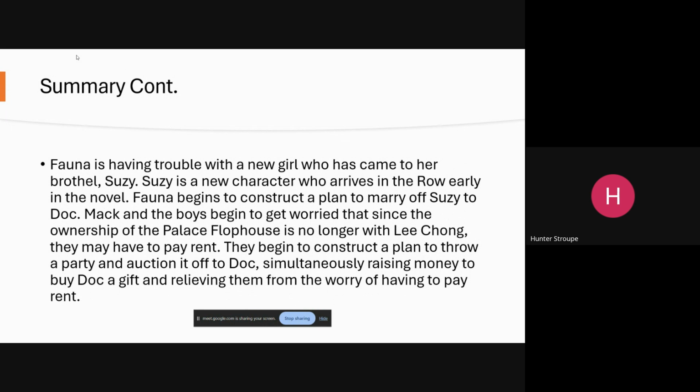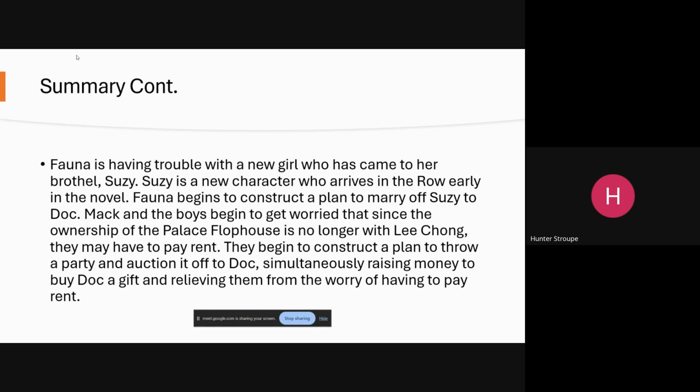Summary continued. Fauna is having trouble with a new girl who has come to her brothel, Susie. Susie is a new character who arrives at the Row pretty early on in the novel. Fauna begins to construct a plan to marry off Susie to Doc, and Mac and the boys begin to get worried that since the ownership of the Palace Flophouse is no longer with Lee Chong, they may have to start paying rent. So they begin to construct a plan to throw a party and auction off the Flophouse to Doc, simultaneously raising money to buy him a gift because they have noticed that he has been feeling down, and also it relieves them from the worry of having to pay for rent.